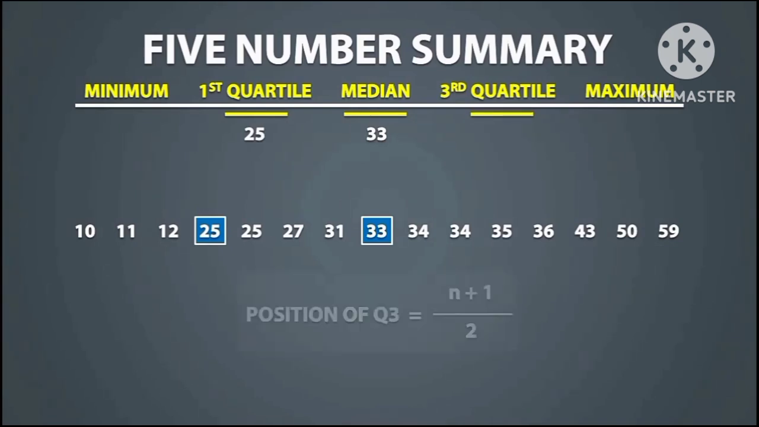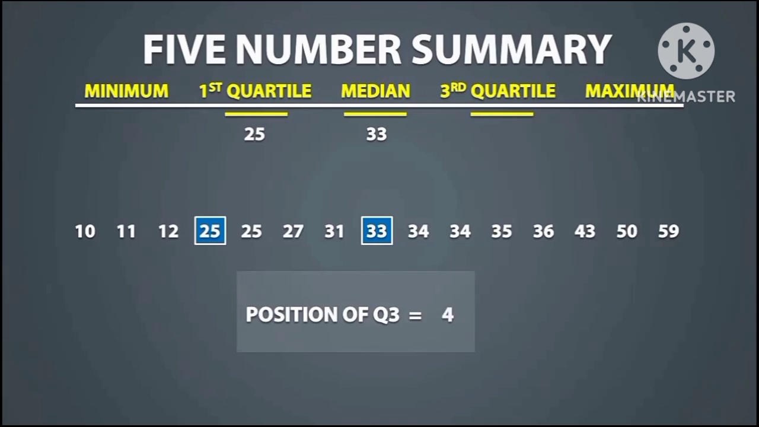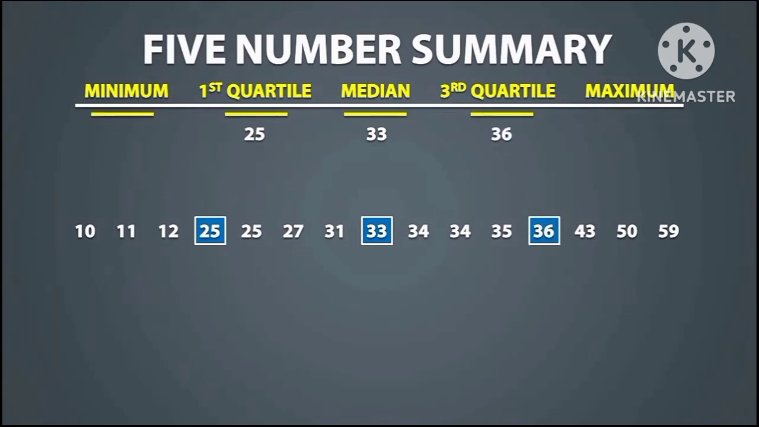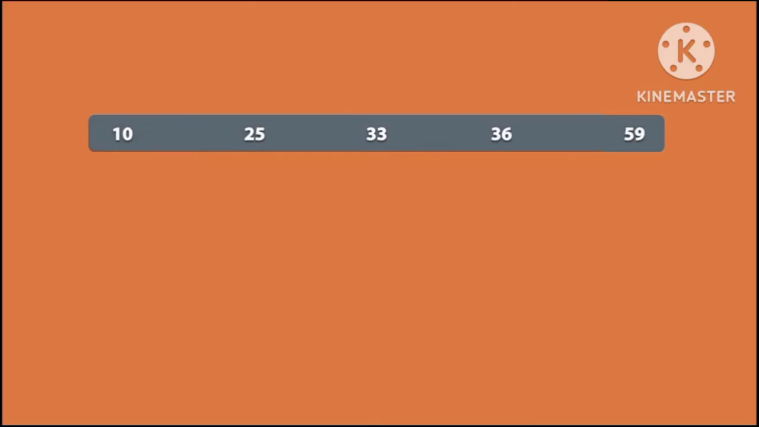So, para mahanap naman ang ating third quartile, ganun pa rin except sa n refers to the number of data values that are above the median. So, there will always be symmetry at mahanap natin na yung Q3 is nasa position of 4 din siya, which is 36. So, now ang ating minimum number is 10 and ang ating maximum number is 59. So, as a result, yan na yung 5 number summary natin.